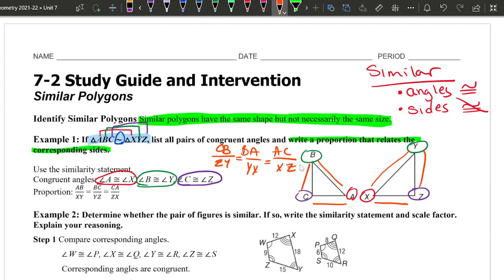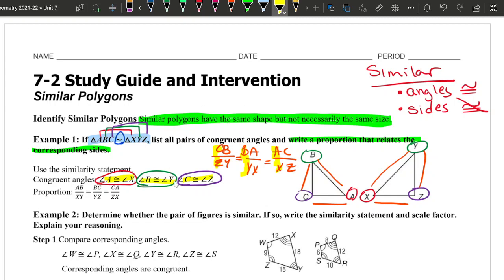All right, so notice mine isn't exactly the same as the proportion they gave, but both are correct. It just depends on the way that you do it. And also notice, I have C on top of Z. Look at that. C is the one that's congruent to Z. A is on top of X, A is congruent to X. B and Y, B is on top of Y. So the congruent parts match up like that.